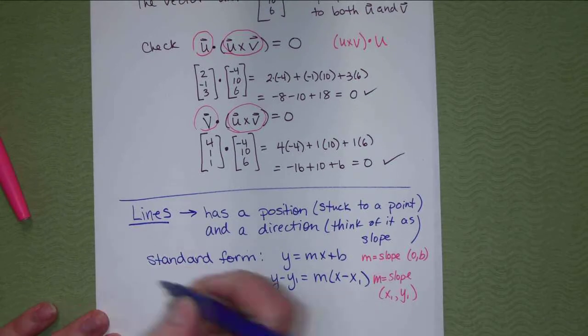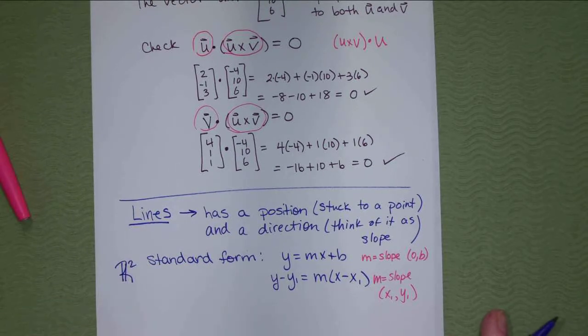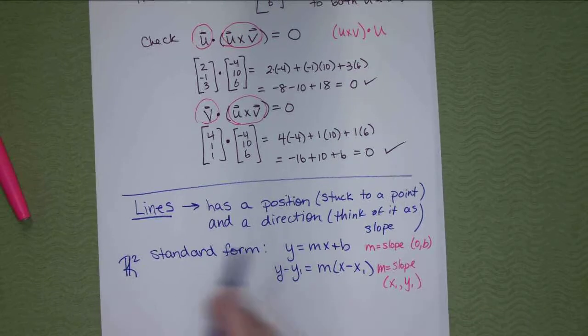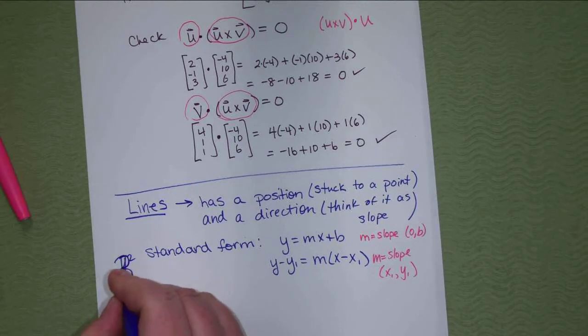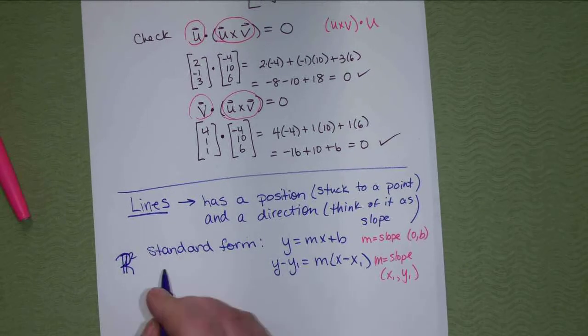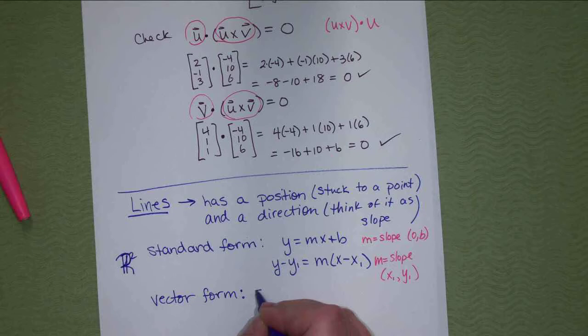Okay, this is in R2. We could also have a line in R3, or in 3 dimensions. We can have a line in 3 dimensions, it doesn't have to be a plane. There's no standard form for that, so this is R2, and I'll write that down in a minute when we do R3. So R2, standard form is this, vector form of a line looks like this.